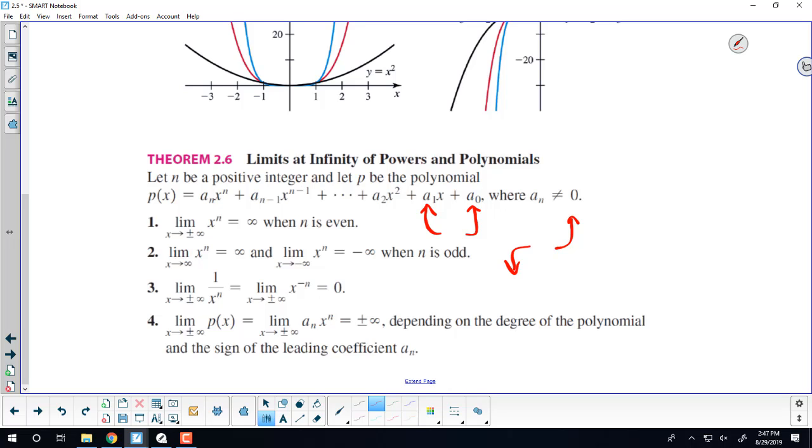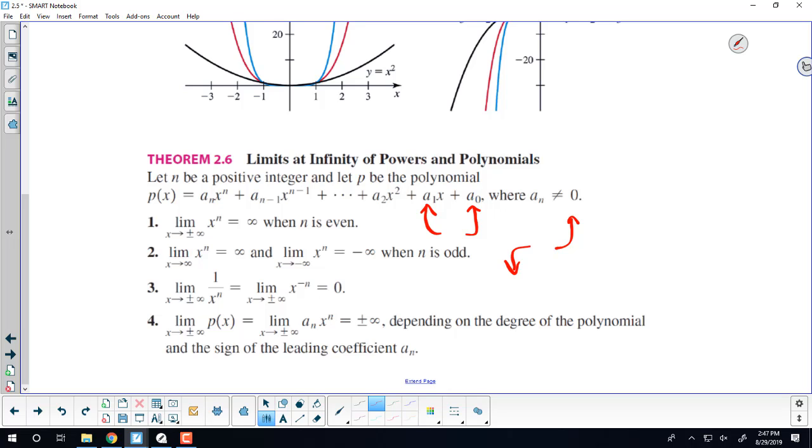All right. Item 3 is what we mentioned kind of in passing on the very first page. So if we have a reciprocal of a power function and we approach positive or negative infinity, then the entire thing approaches 0. The numerator is fixed, that could be 1, that could be 1,000, that could be 10 to the 10th, whatever. But the numerator is fixed, the denominator is getting larger and larger, therefore your quotient gets smaller and smaller. That's what number 3 is saying.